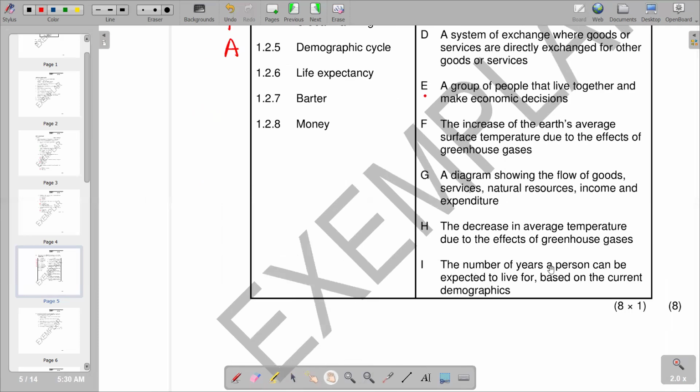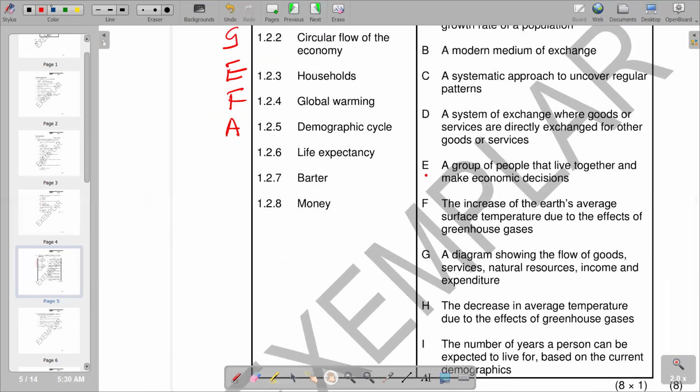Are you saying the number of years a person can be expected to live based on the current demographics? So I becomes the correct explanation that we have. So we're saying I. Then the next one is barter. But you know that barter is the exchange of a good for a good. There's no money involved in the process of exchanging when we're talking about barter. So according to the explanations that we have, D is saying a system of exchange where goods or services are directly exchanged for other goods or services. So basically, that's the explanation that we have.